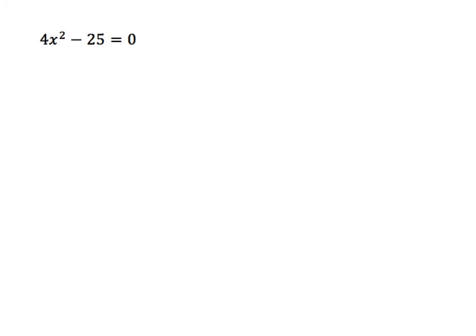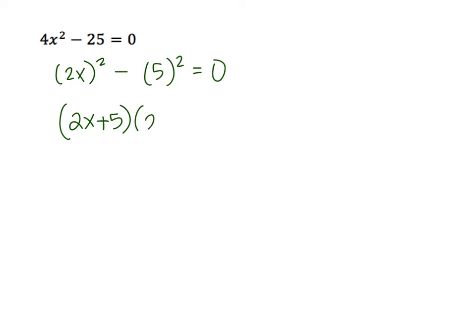Looking at my last problem here, 4 and 25 again are perfect squares, so I'm going to use my difference of squares formula again. I'll rewrite this. This is going to just be 2x squared minus 5 squared is equal to 0. This will become 2x plus 5 times 2x minus 5.